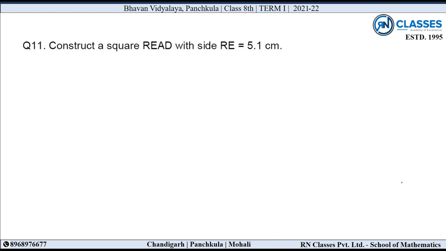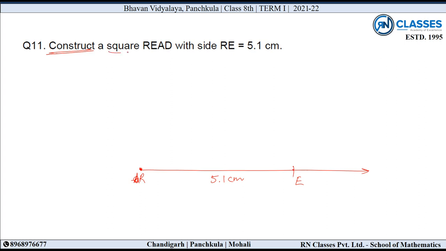Question number 11. Construct a square READ with side RE equal to 5.1 centimeters. Done. We have to construct it. I'll give you the construction steps. I cannot construct it over here, but I'll give you the final figure also. I marked a point and drew a straight line from there. Put the compass over here and mark a point 5.1 centimeters away. This is R, so this will be E.